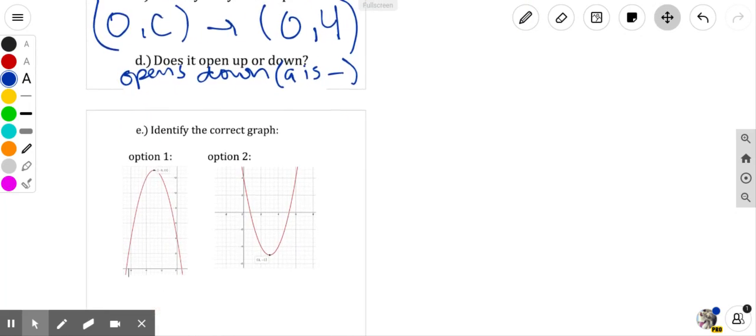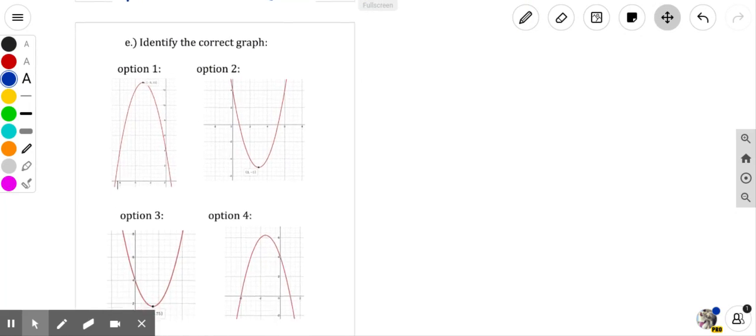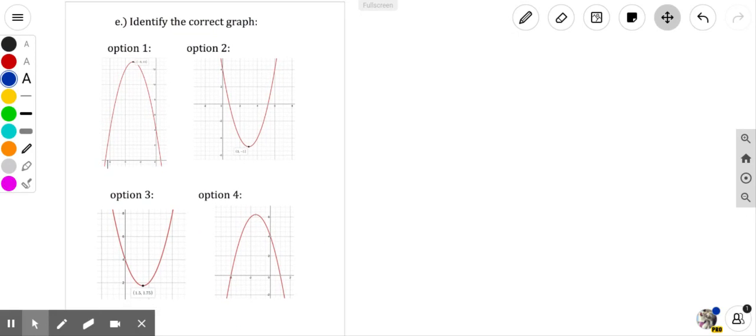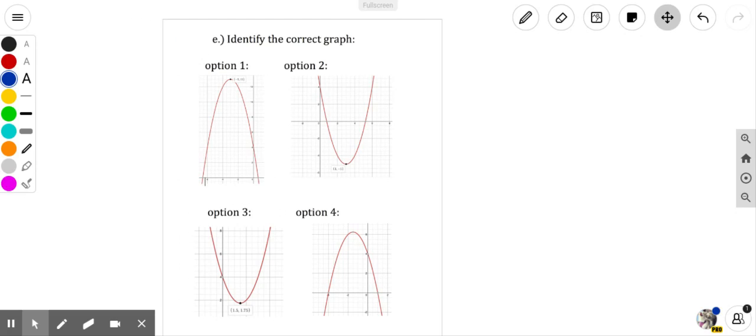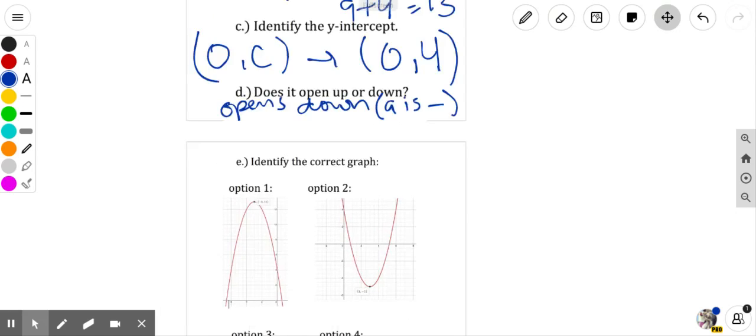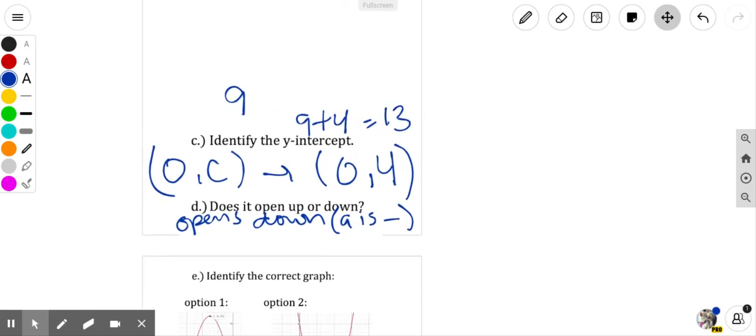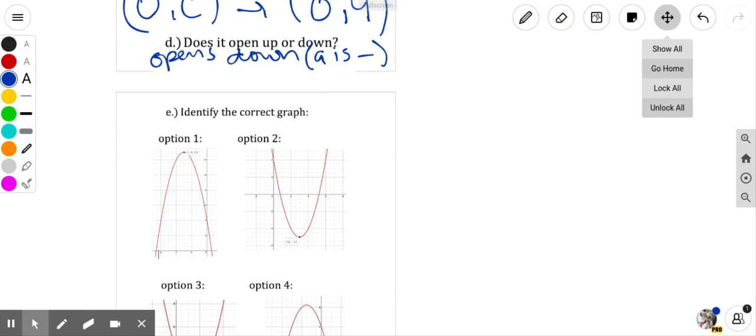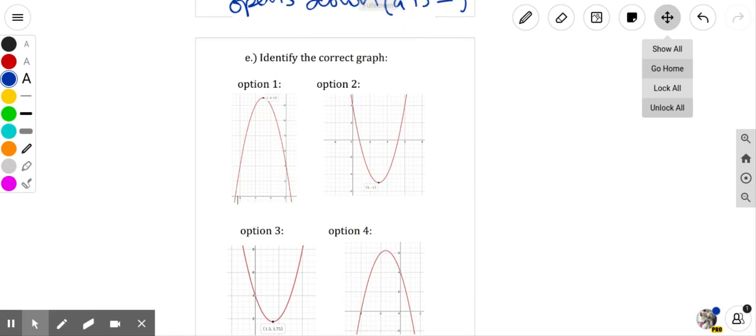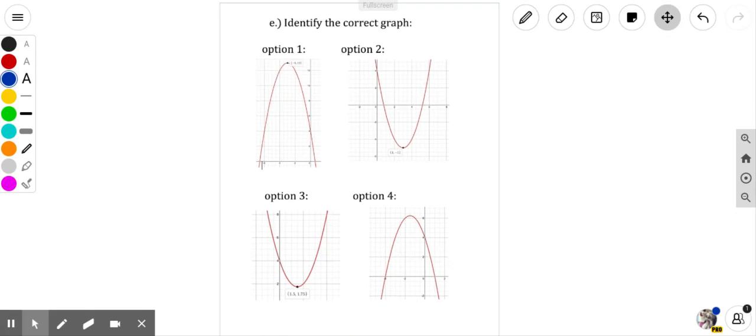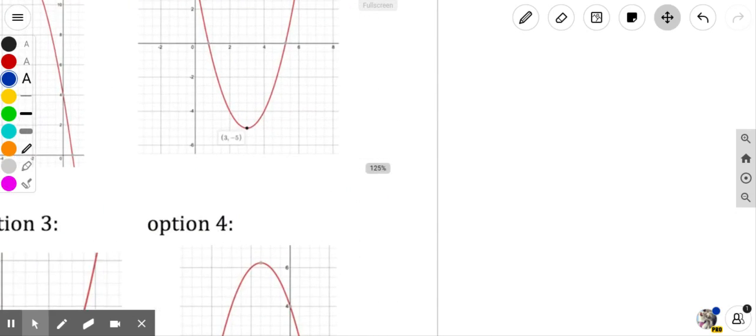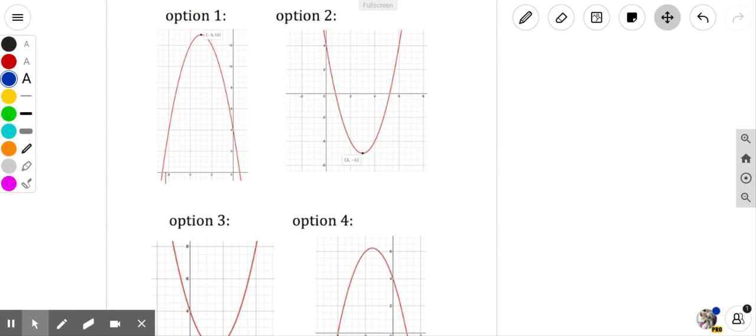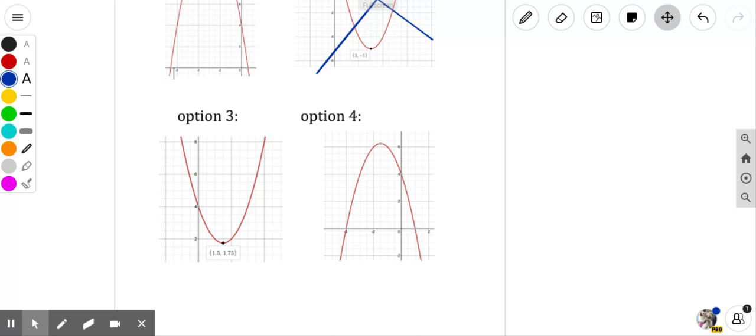Okay, and then the last thing is identifying the correct graph. So I give you 4 options here. Again, this is how it is on your quiz as well. Remember that you can use the fact that it opens up versus down and also the y-intercept to help you. So ours opens down because a is negative and the y-intercept is 0, 4. So the fact that it opens down, that would eliminate anything that opens up. So it's not option 2 because that opens up. It's not option 3 because that opens up.